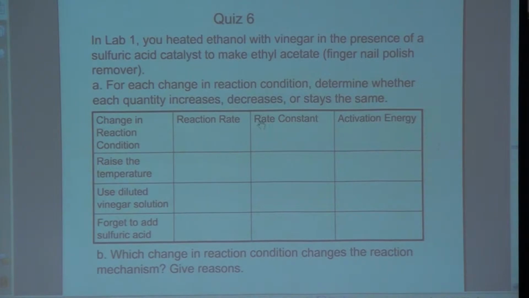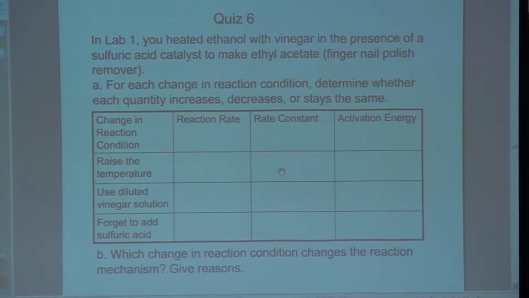Okay, so if you raise the temperature, the rate should increase. We know that because the reactant atoms or molecules are moving faster. They're moving faster, which means that they'll collide with each other with greater energy, which means there's a higher likelihood that bonds will break or bonds will form. What happens to the rate constant K?